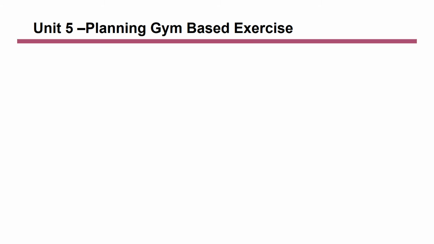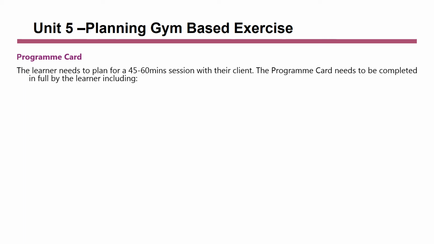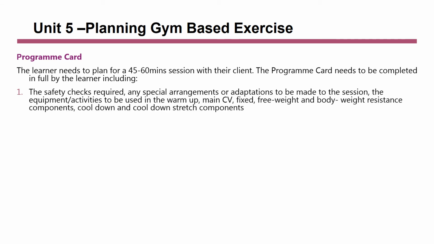The third requirement within this Unit 5 involves the learner creating a program card. The learner needs to complete a 45 to 60 minute session with their client. The program card needs to be completed in full by the learner and must include safety checks and any special arrangements or adaptations to be made to the session, the equipment and activities to be used in the warm-up, main CV, fixed, free weight and body weight resistance components, cool-down and cool-down stretch components.